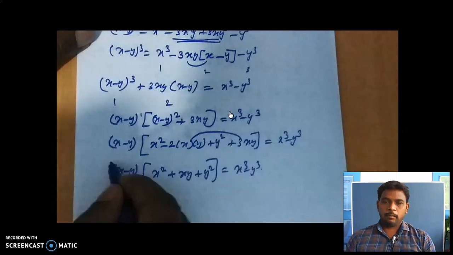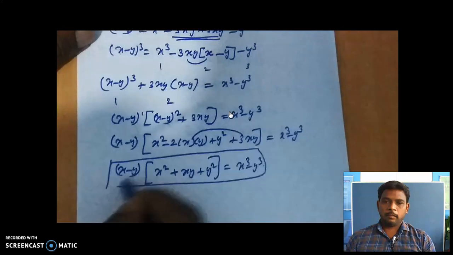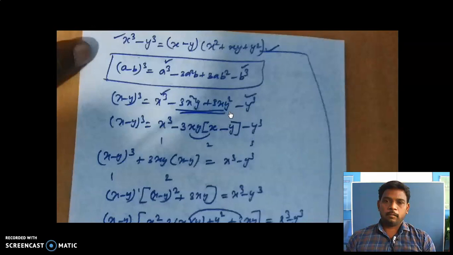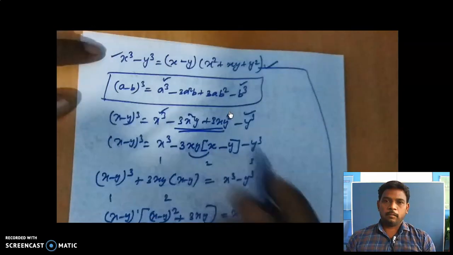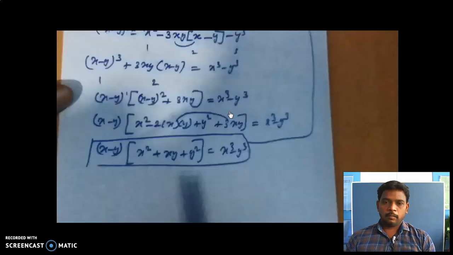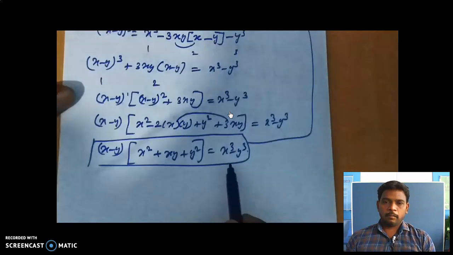Now look at this with the given term, whether it is equal or not. So x cube minus y cube equals (x minus y) into (x square plus xy plus y square). The same term only we got here. Okay, so that is the proof.